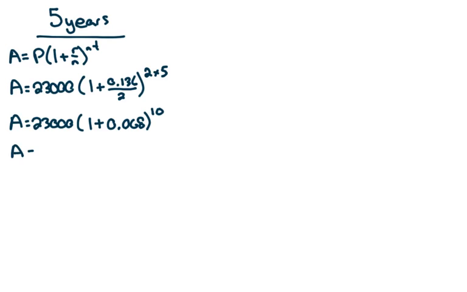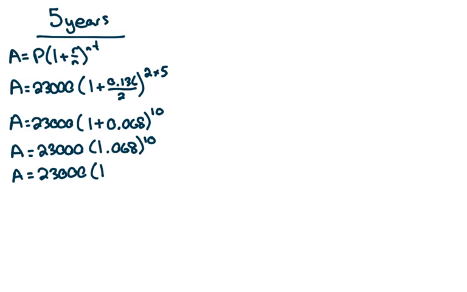In the bracket, 1 plus 0.068 is 1.068, the power of 10. Working out that exponent, we get 1.9306 8991. And multiplying, we get $44,405, and two decimal places would give us 87 cents.